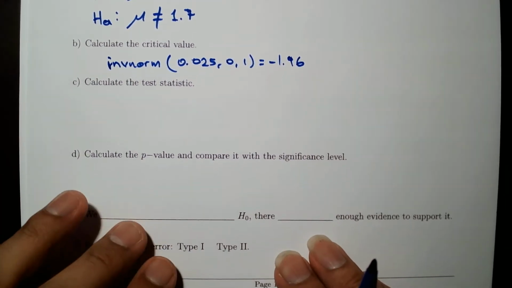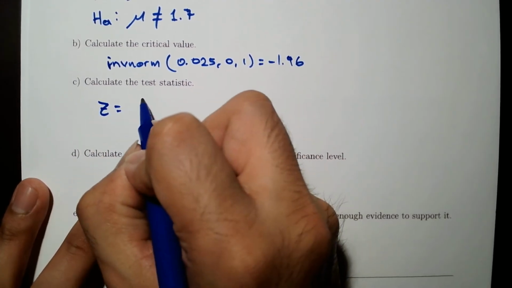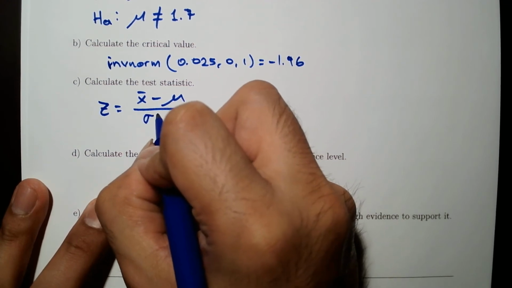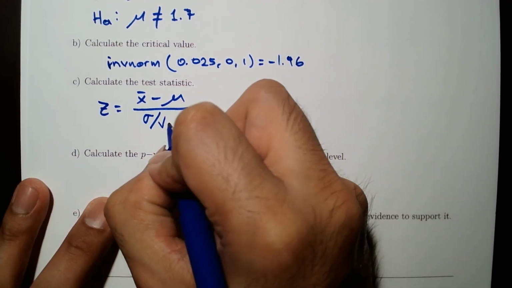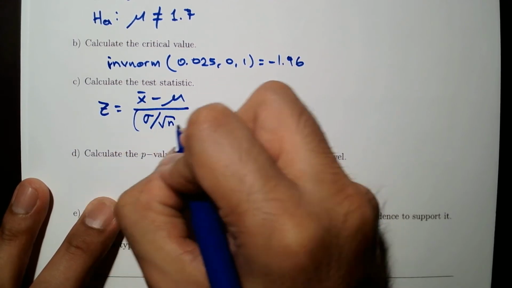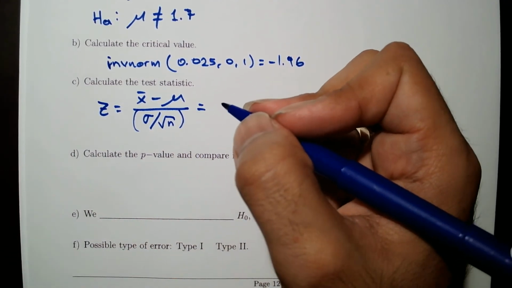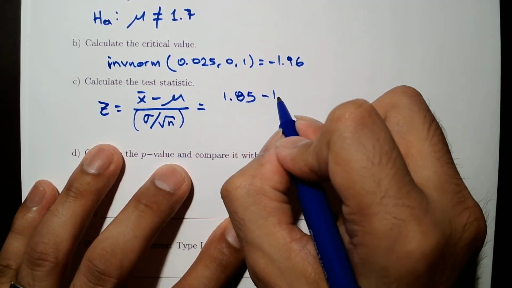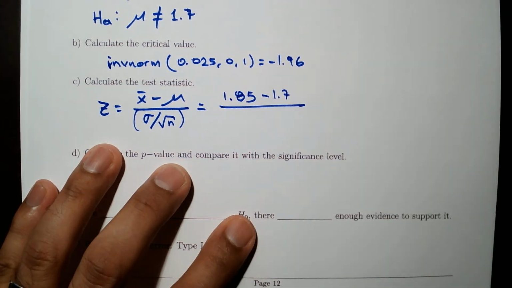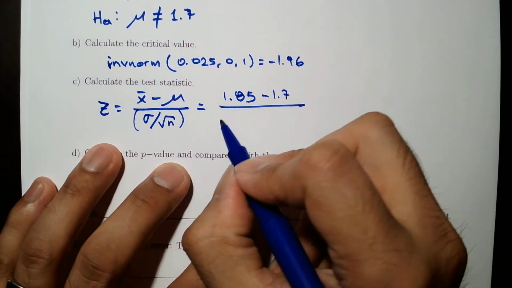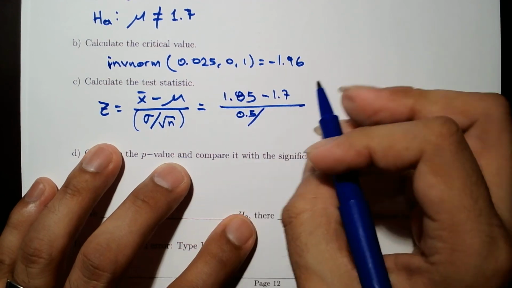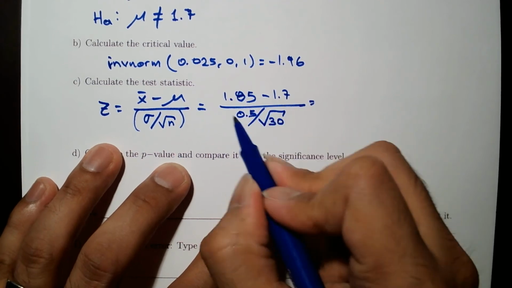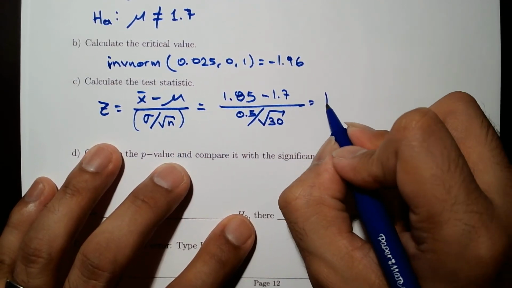Okay, calculate the test statistic using the formula sample mean minus population mean divided by the quotient of the standard deviation and the square root of the sample size. Putting numbers to this, 1.85 minus 1.7 over 0.5 over the square root of 30. Okay, if I do this in the calculator, I'm going to get 1.64.